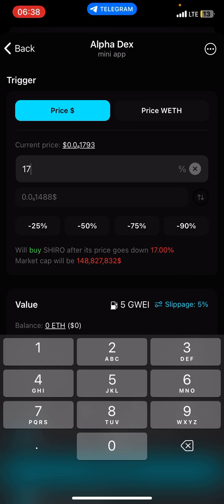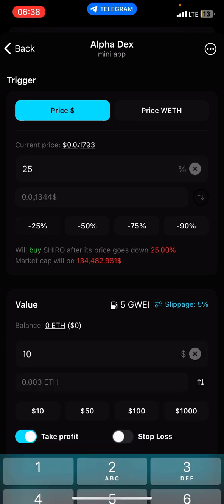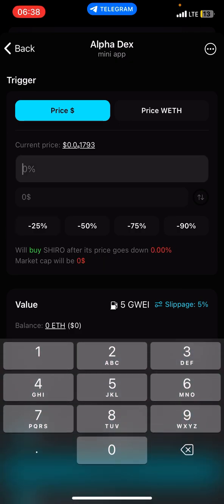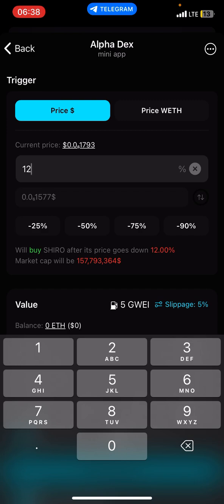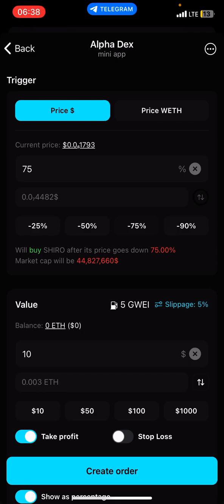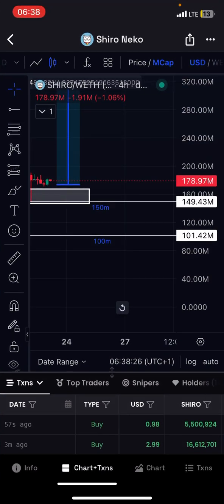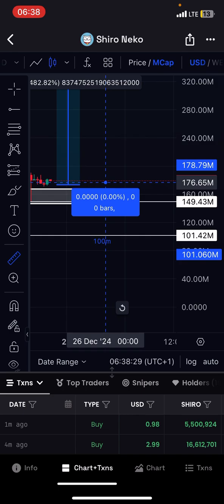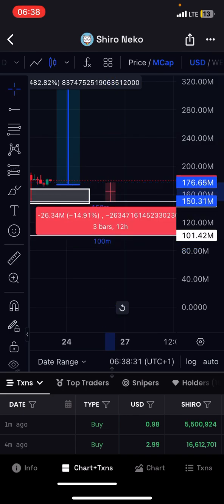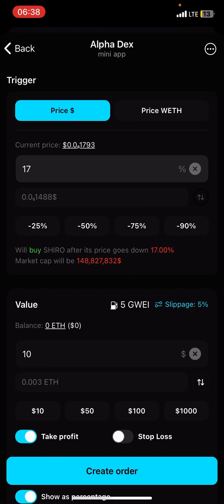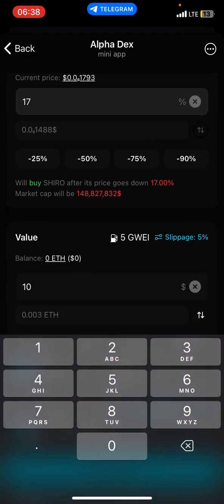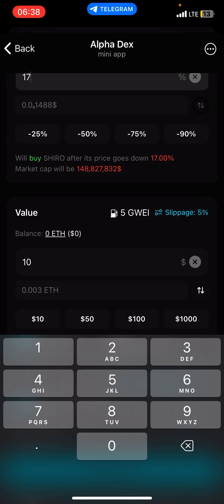You want to ensure you're setting it as negative. When you're starting out, if you just input a number, it will be positive. For you to set it as negative, just input any of these negative values, and it should set it as negative. Once it's negative, you can set it to a custom number. The custom number we want for the first level is negative 17%. As you can see right here, it's saying we'll buy after price goes down by 17%.